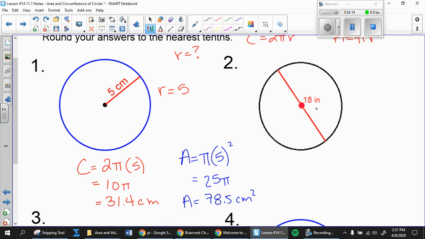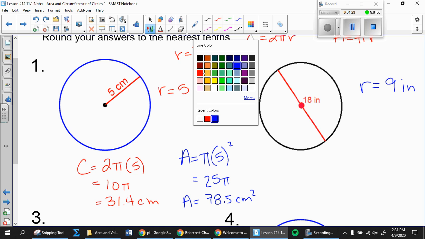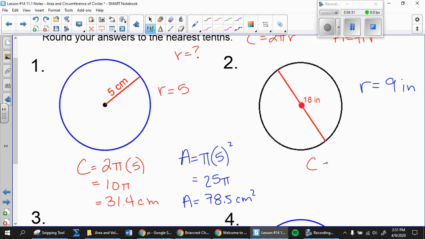Okay, over here, same thing. The only thing we have to do first is find our radius. Well, if they give us that the entire diameter is 18, then we have to take half of that to find our radius. So our radius is 9 inches. So for our circumference, we get 2 pi times 9, which is 18 pi. We can type that into our calculator.